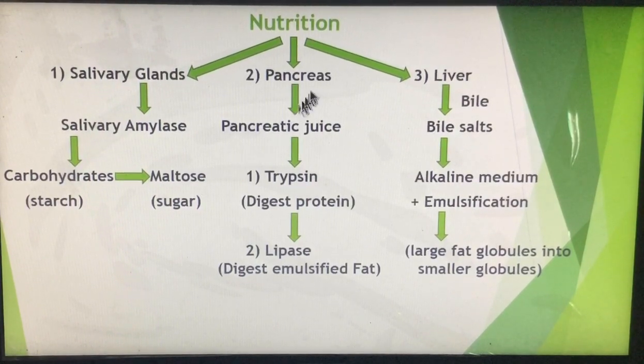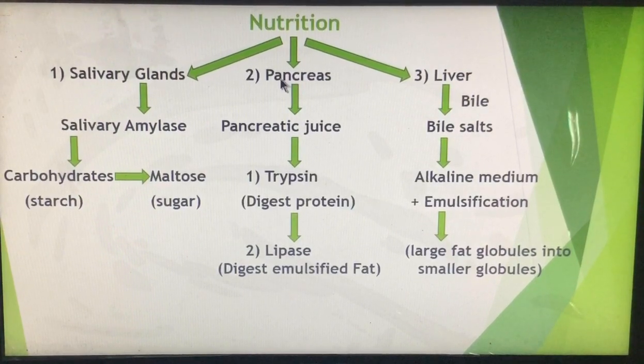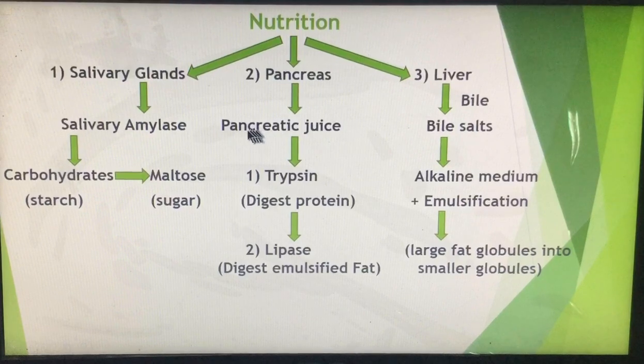Second is the pancreas. Next slide I'll show you the diagram of the location of the pancreas. The pancreas is located just below the stomach. Below the stomach there is a tree-shaped gland. Just like a tree has branches, the pancreas has branches. The pancreas secretes a very important juice known as pancreatic juice. This pancreatic juice is poured into the small intestine.